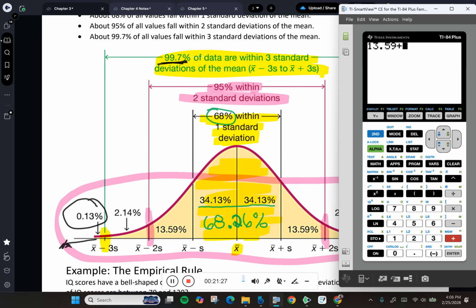13.59 plus that 34.13 plus another 34.13 plus another 13.59, I get 95.44 instead of 95. And if I add in the 2.14 from the left over here, this guy, and the corresponding 2.14 from the right, I get 99.72 instead of 99.7. So do you see how it's a little bit off?